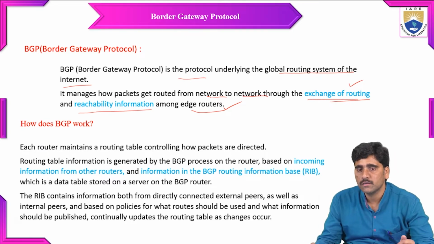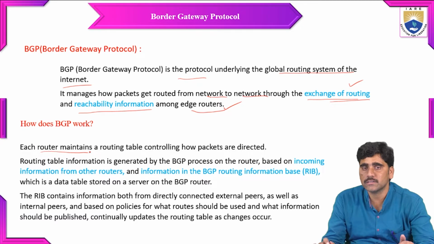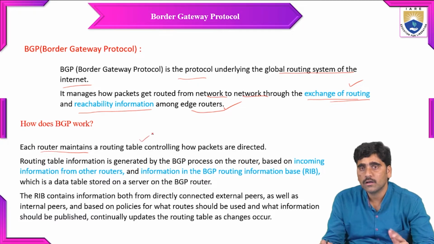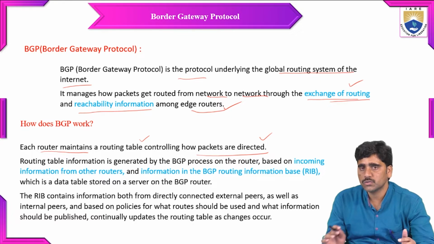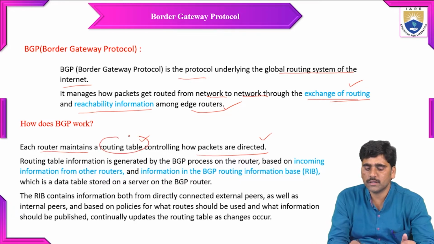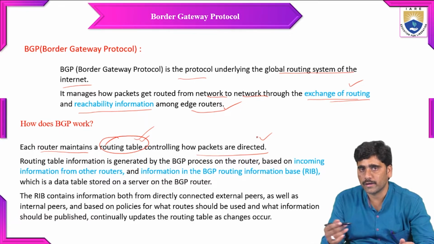So how does it actually work? BGP works like this: each router maintains a routing table controlling how packets are directed. Each and every router contains a routing table. It provides the routing ID, source address, destination address, and how many packets are transmitted. Each and every piece of information is in the routing table, and it controls how packets are directed.